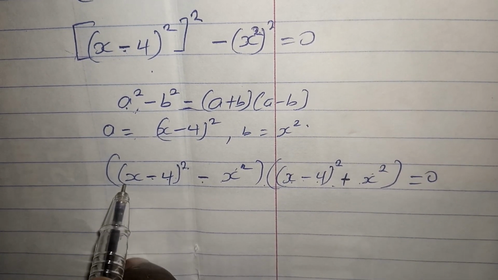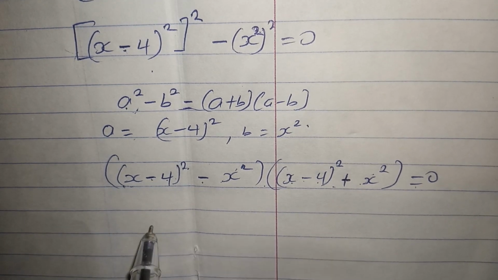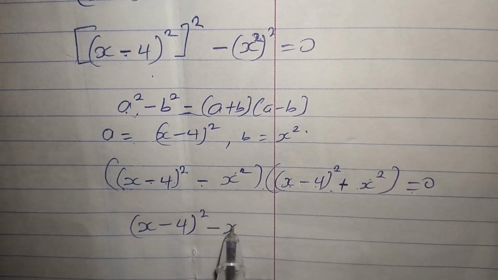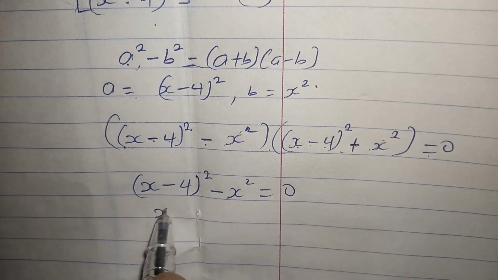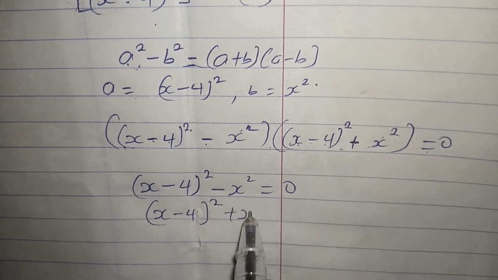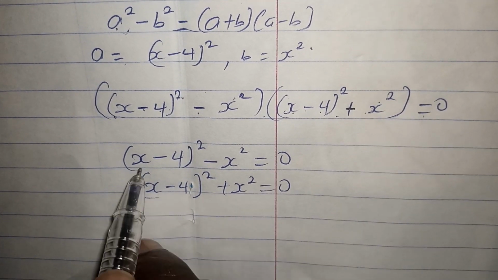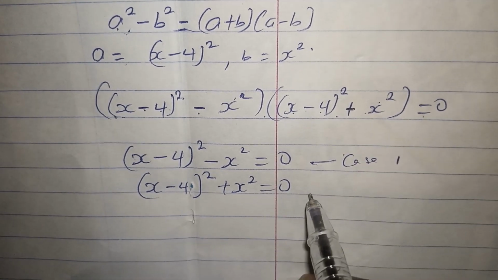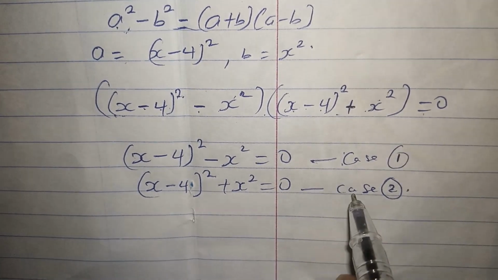So from here we can equate each factor to 0. So if we do that, we are saying (x minus 4) all squared minus x squared equals 0. Then we are having (x minus 4) all squared plus x squared equals 0. So we can call this one case 1, then we can call this one case 2. We are having case 1 and case 2.